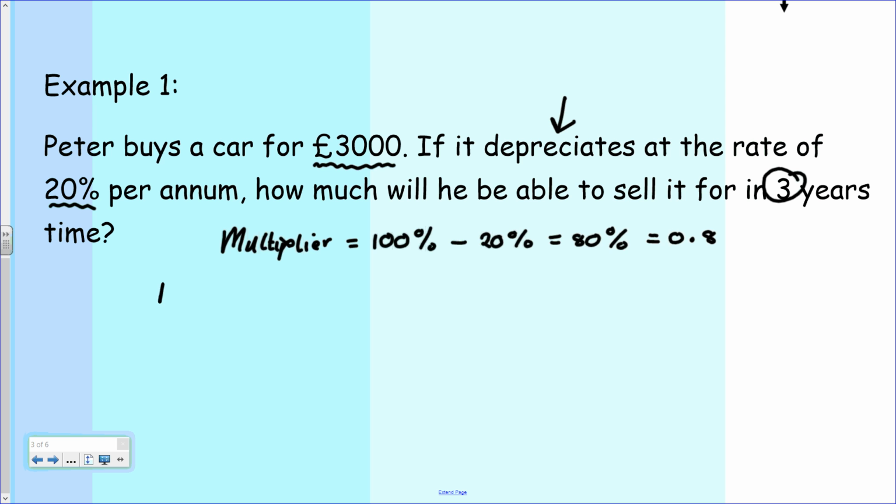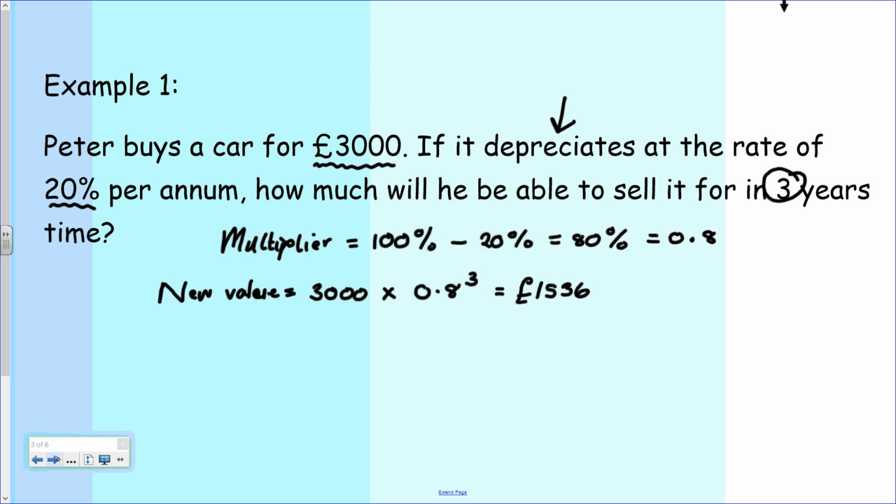And then we're ready to work out what is the new value of the car. How much will we be able to sell it for? Okay, so that formula remains the same. So we start off with the old amount or the original amount. We're going to multiply it by the multiplier, which we now know is 0.8. And the power is the power of 3. So we enter that into the calculator just as we did before, and we'll get our final answer. So it's money, so put the pound sign in, and it's £1,536 that you'd be able to sell the car for.